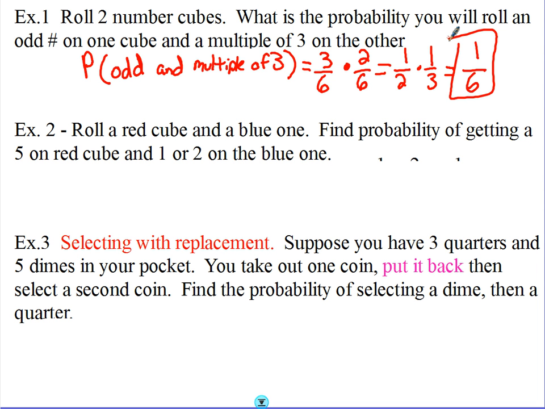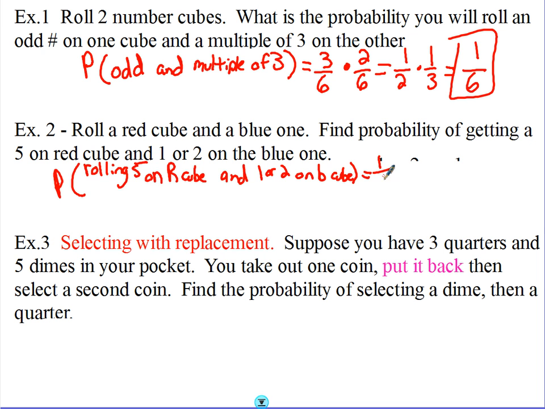My second example, roll a red cube and a blue cube. Find the probability of getting a 5 on the red cube and a 1 or 2 on the blue cube. Okay, so my probability of rolling 5 on red cube and 1 or 2 on blue cube. Okay. Probability of rolling a 5 on the red cube is going to be 1/6.